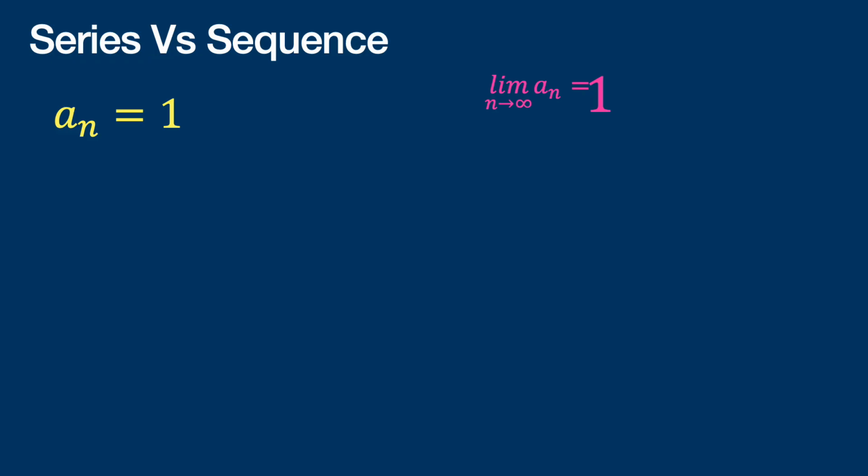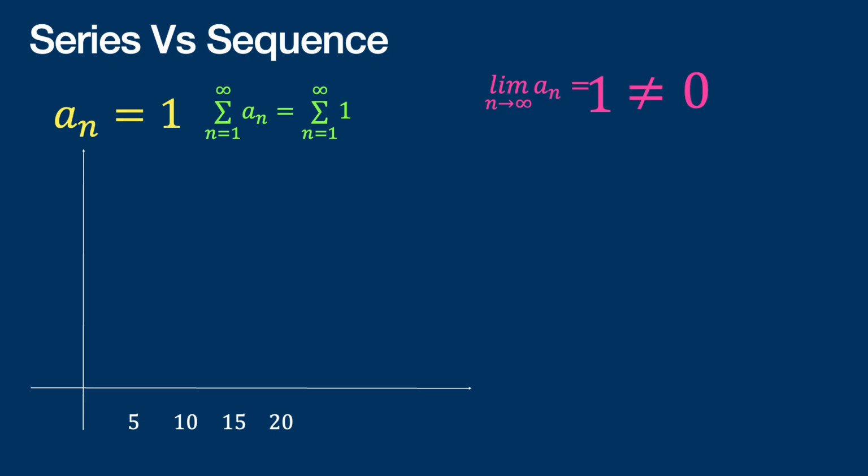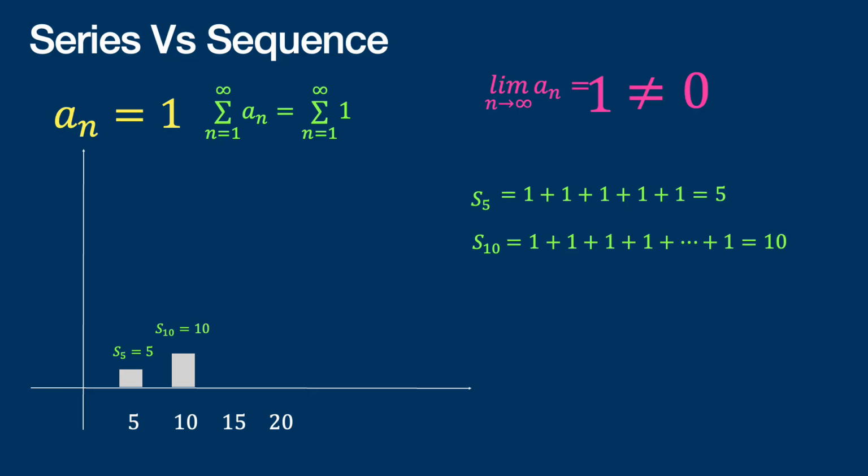Now, let's talk about the series. The sum of all the terms means the sum of 1, infinitely many times. What's going on? Let me visualize the partial sum first. Here n equals 5, which means we add 5 terms. That's going to be 5. S_10 means you add 1 ten times. That's going to be 10.